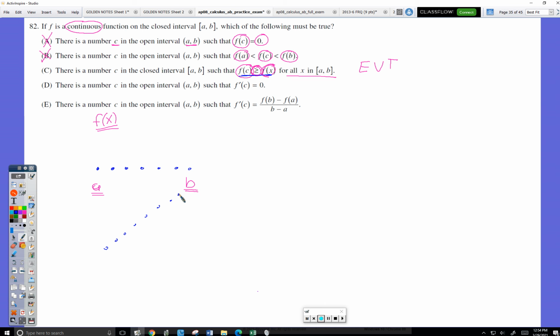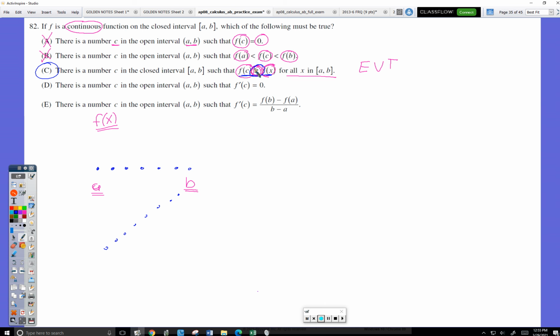If they left off the equal sign, then this one does not have to be true any longer, because you could have a horizontal f where that wouldn't be true. They could flip this around. It's still the extreme value theorem, because the extreme value theorem coincides with min and max. So that's the answer. Let's keep going.